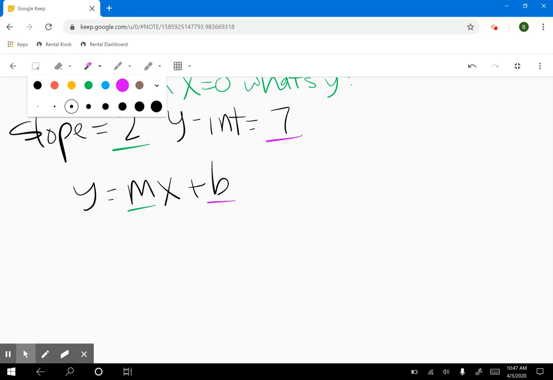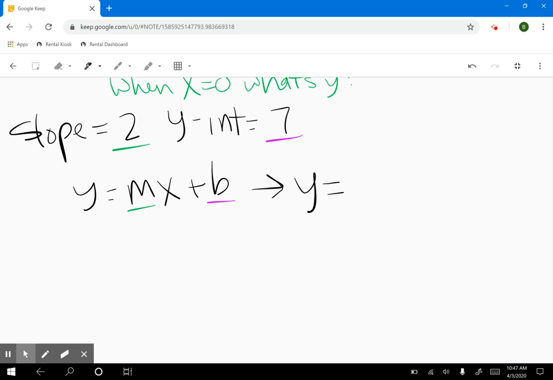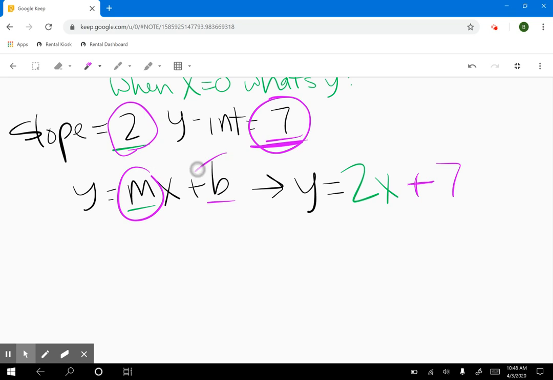So all I'm going to do to rewrite this equation is replace m and b with the numbers that they gave us. So it would be y equals 2 for our slope, 2x. Because the y-intercept is positive, it would be plus 7. And that's really all you do for these ones. You replace the slope number for the m and the y-intercept number for the b.